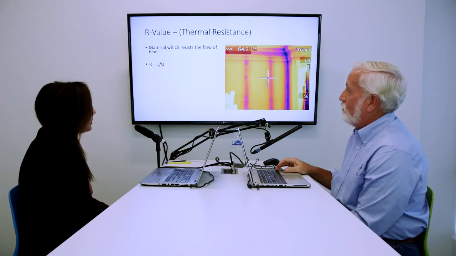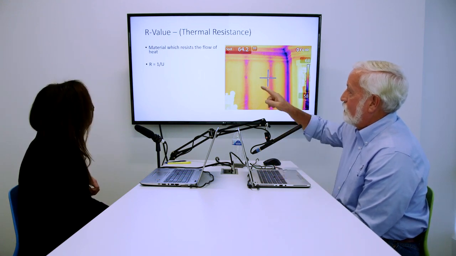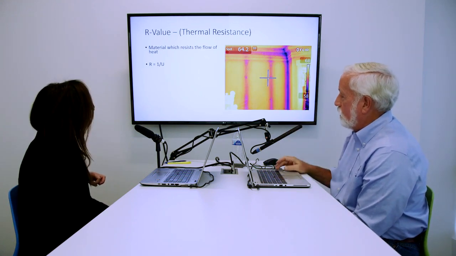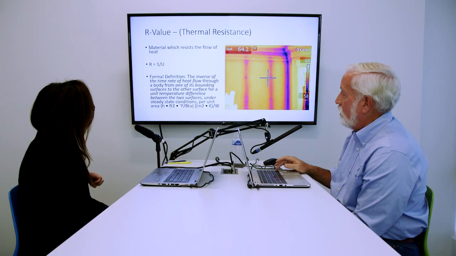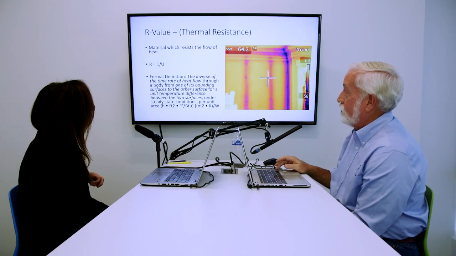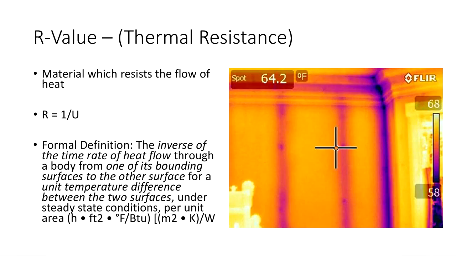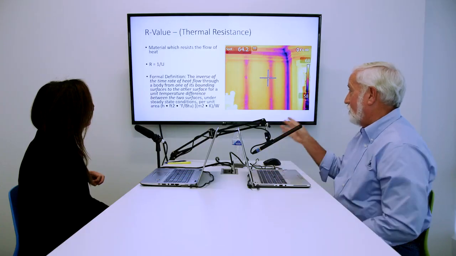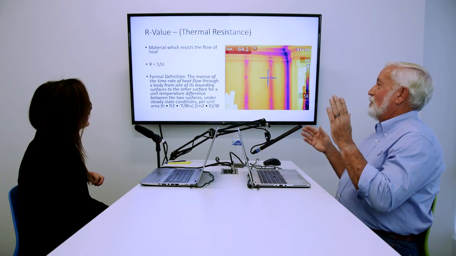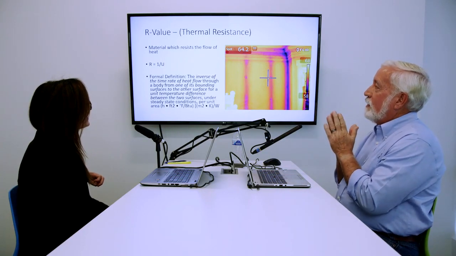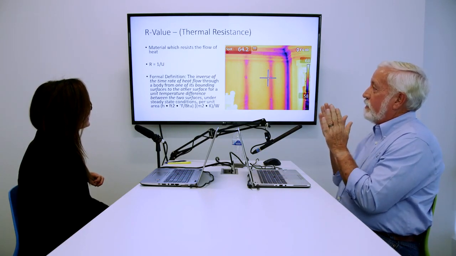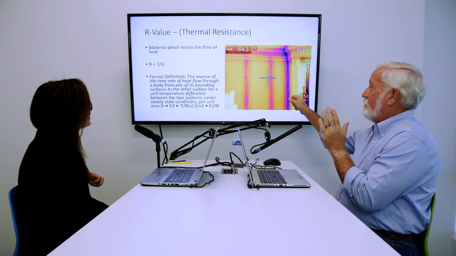And R is resistance equals 1 over U, and we'll talk about what U is in just a second here. So the formal definition is the inverse of the time rate of heat flow through a body from one of its bounding surfaces to the other side for a unit temperature difference between two surfaces under steady state conditions per unit area, blah, blah, blah. Basically what it's saying is R is the inverse of the rate of flow.